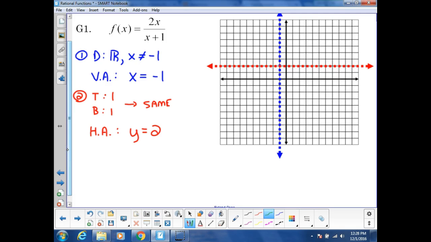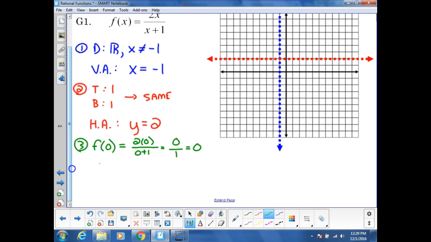Step number 3 was what? Find the y-intercept. How do I find the y-intercept? I find f of 0, right? So 2 times 0 over 0 plus 1. That's going to be 0 divided by 1, which is 0. So my y-intercept is 0, comma 0.